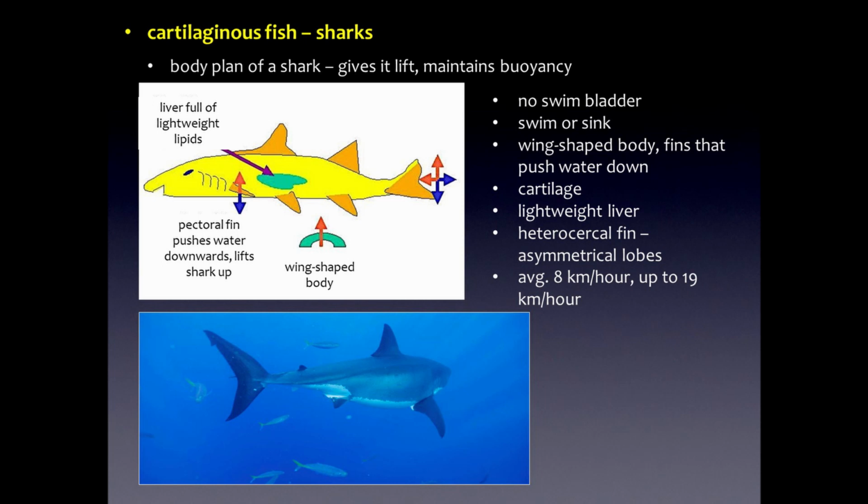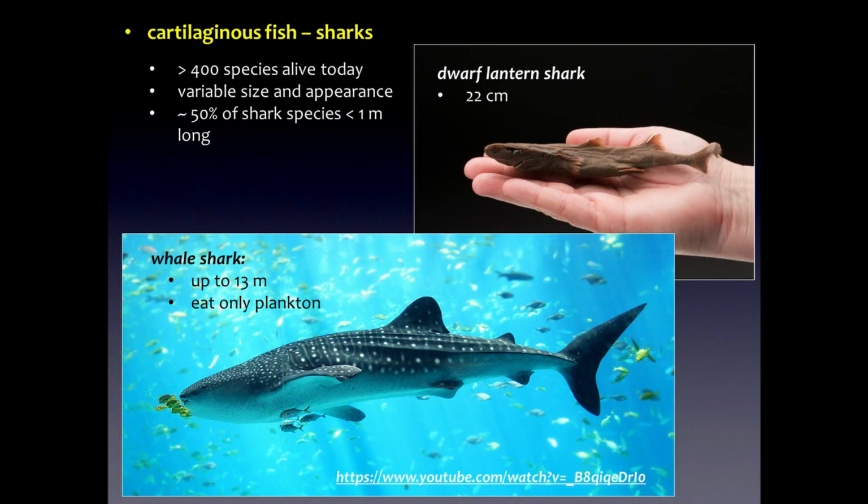And some species have been clocked traveling at an average of about 8 kilometers an hour, but there are species that can travel in short bursts up to 19 kilometers an hour or quicker. There are over 400 species of shark alive today. Once again, variable in size and appearance.